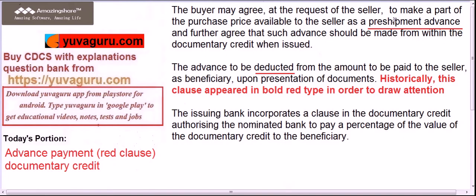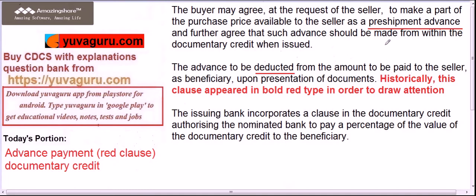Now, this is paid as a pre-shipment advance, and when the seller or the exporter submits the documents to the nominated bank, that portion which was paid earlier is deducted from the payment and he receives the remaining payment. That is a simple logic. Means pay some amount first and afterwards pay the remaining amount. That is a simple logic of red clause LC.